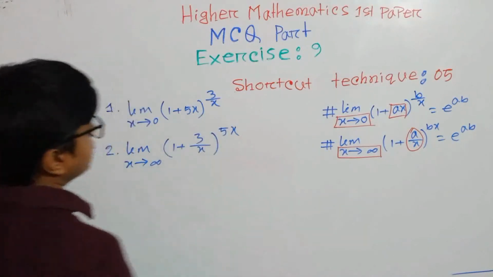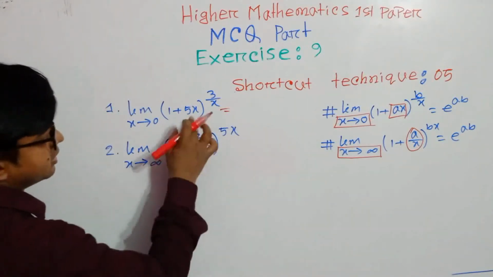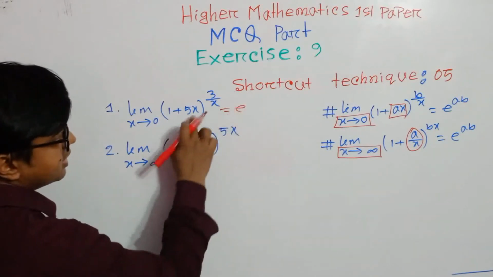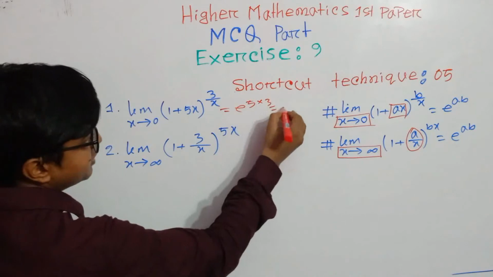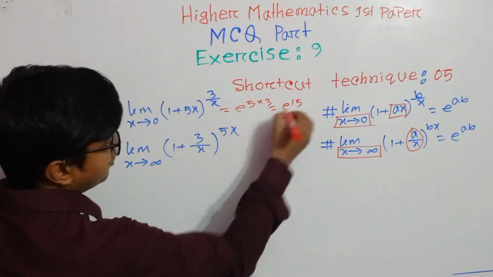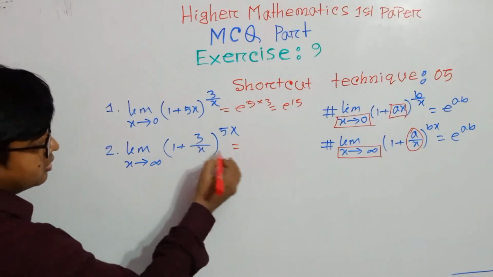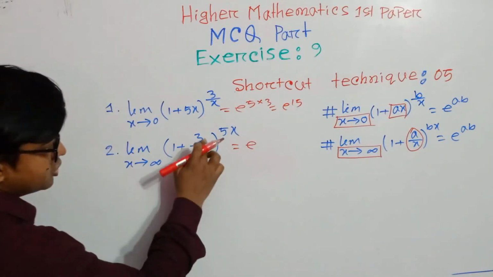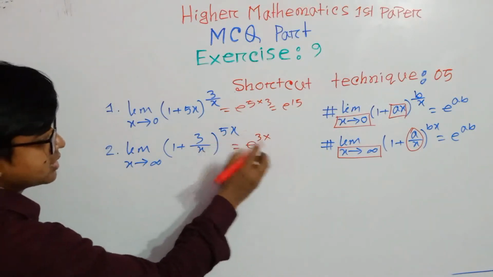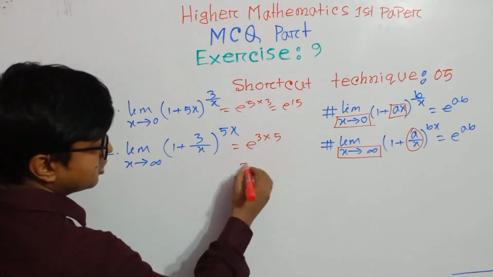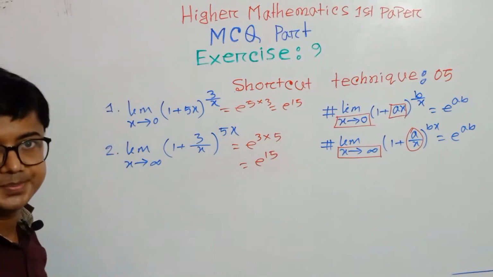So question number 1, here our answer will be, look at this, 5 into 3, that means e to the power 15. And question number 2, here e to the power coefficient of 1 by x, that means 3, into the coefficient of x, which is 5. So our answer will be e to the power 15.